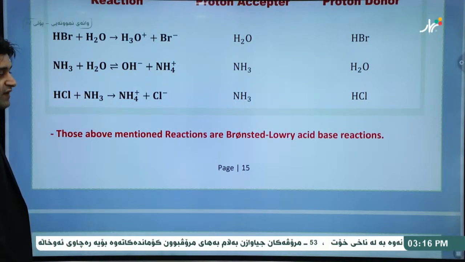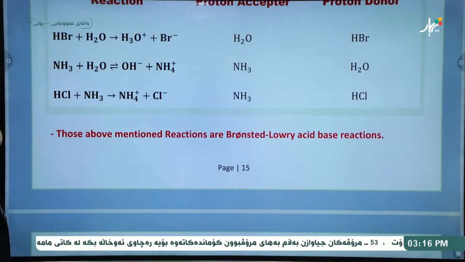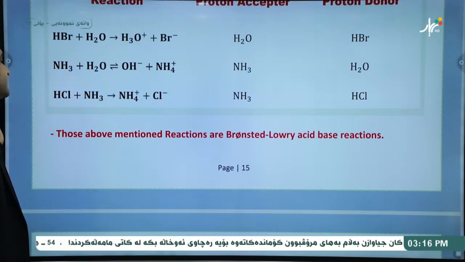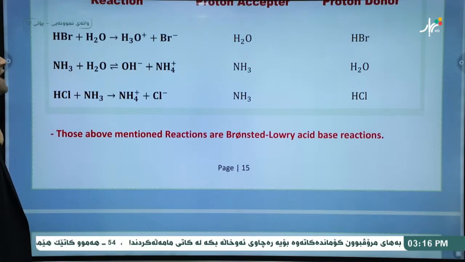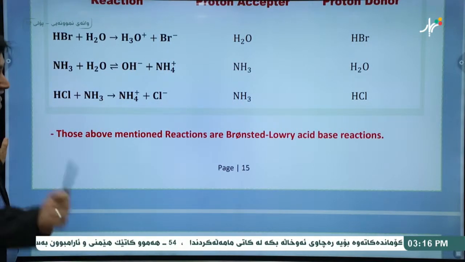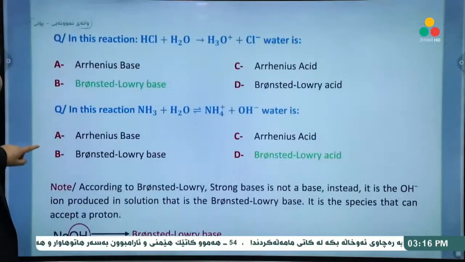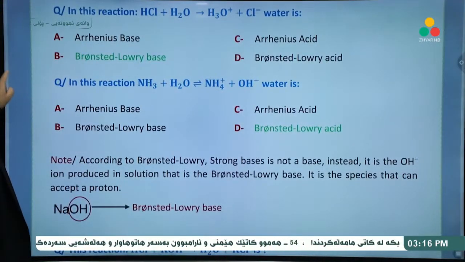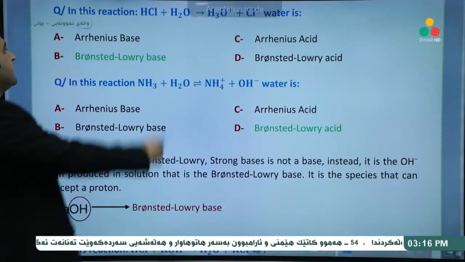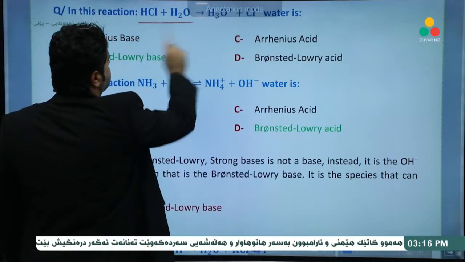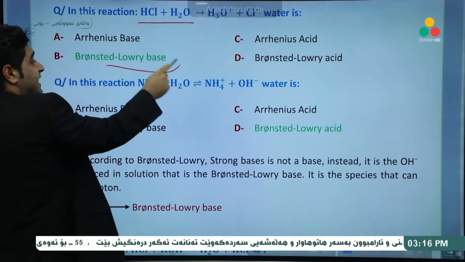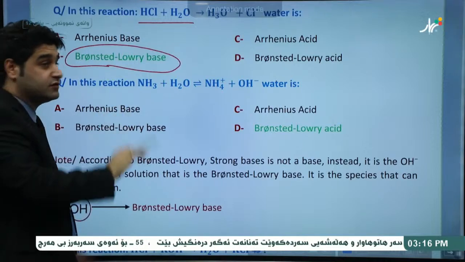So do we have a Brønsted-Lowry acid-base? Yes, we have Brønsted-Lowry acid-base. Do we have Arrhenius acid-base? No, we don't have an Arrhenius acid-base reaction. In this reaction, look, HCl plus H2O, suppose that it's black color, it's not green, we don't know the right answer.